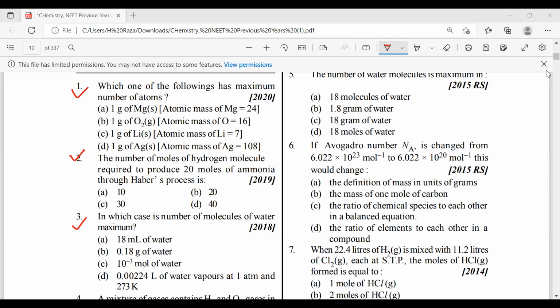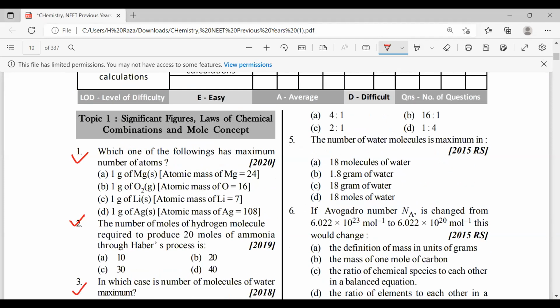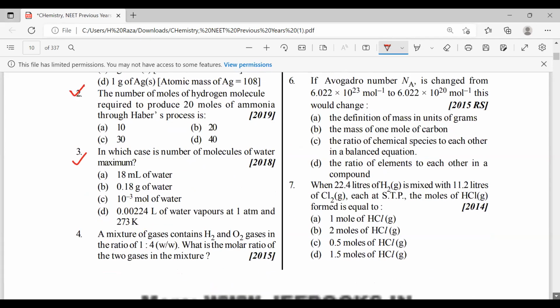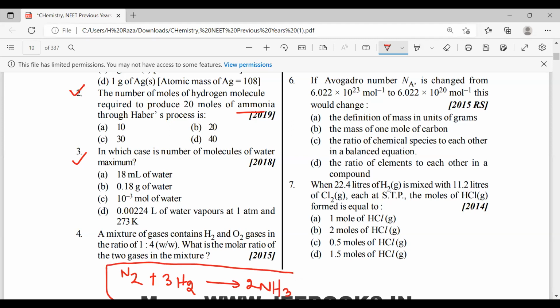Arnav, are you done with these three questions? Just a minute, sir. Last question I'm doing. Okay. Sir, I didn't get the second question. What's Haber's process? Haber's process is basically a process to manufacture ammonia. Basically, this reaction: N2 plus 3H2 will give 2NH3. Okay. We'll learn about it in class 11. So, this is the reaction.